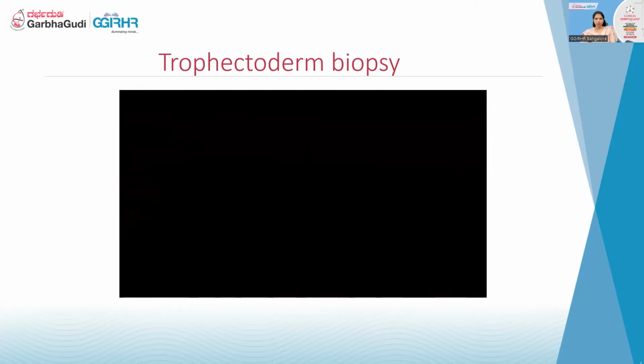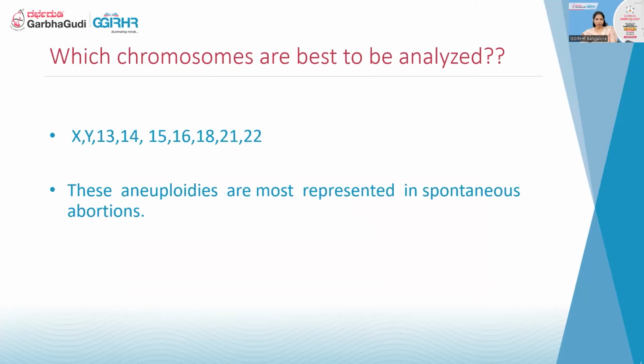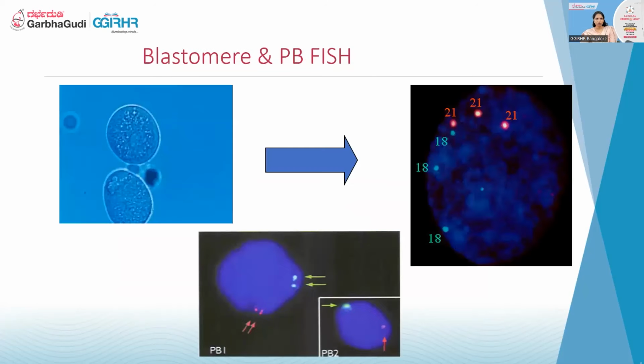So that's all. Now that embryo will be frozen, and the cells which we have removed will be sent for analysis. Which chromosomes are best to be analyzed? X chromosome, Y, 13, 14, 15, 16, 18, 21, 22. All these chromosomes are being analyzed for aneuploidies, most commonly in IVF centers because of spontaneous abortions. We can analyze most of these chromosome sets with the help of biopsy.